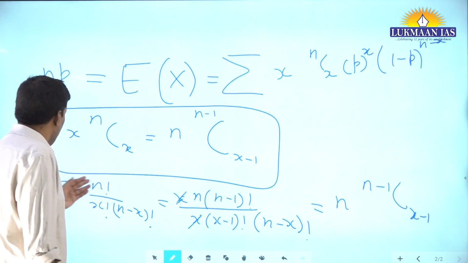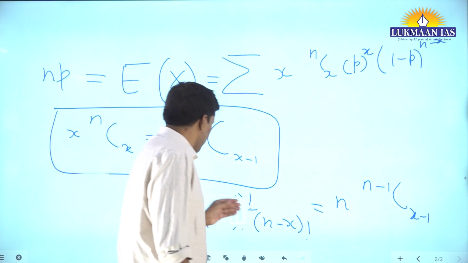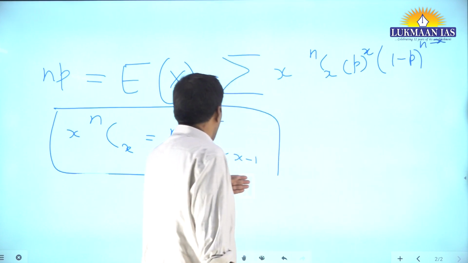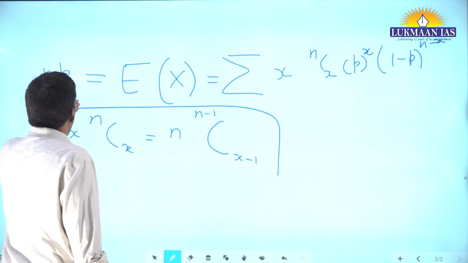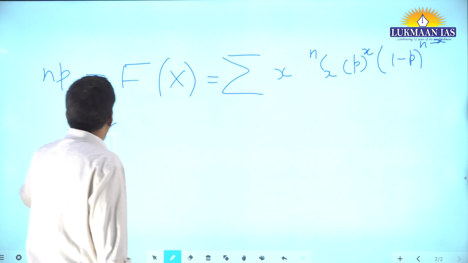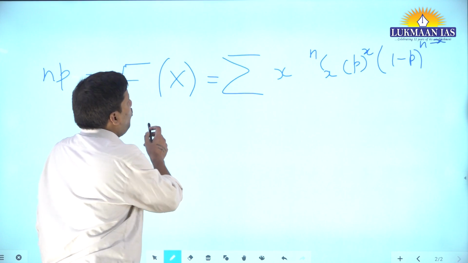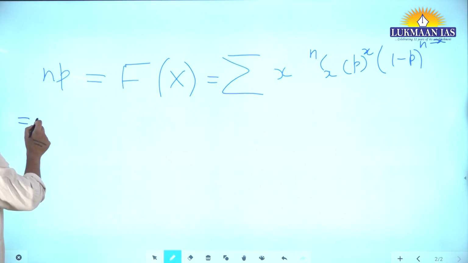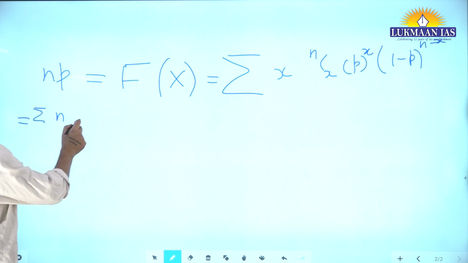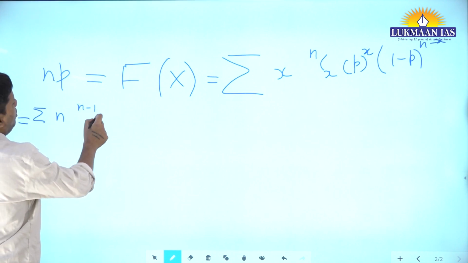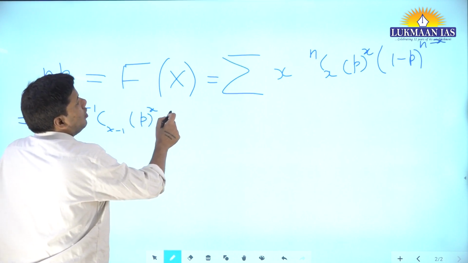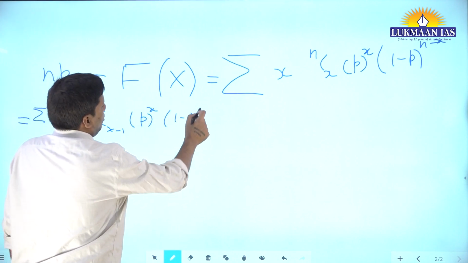Now, what will you do? You aspirants must know this directly. UPSC will not ask, but when you know all these results, it becomes very, very handy. So, what I can do is write n sigma n minus 1 C x minus 1 p to the power x (1 minus p) to the power n minus x.